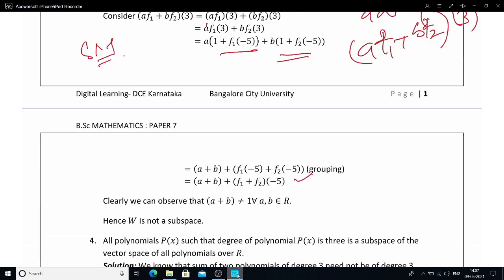Remember, a plus b is not necessarily 1 always. Sometimes it is not equal to 1. Okay, a plus b equal to 1, not always. Sometimes a plus b is not equal to 1. This shows that it is not a subspace.